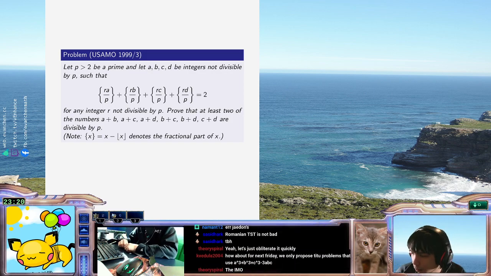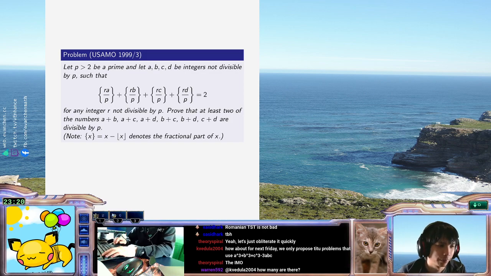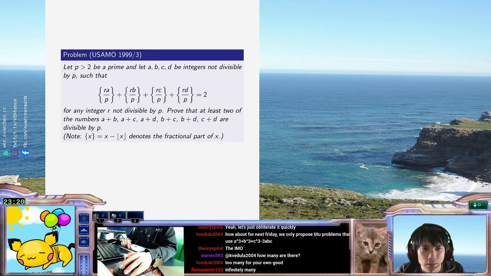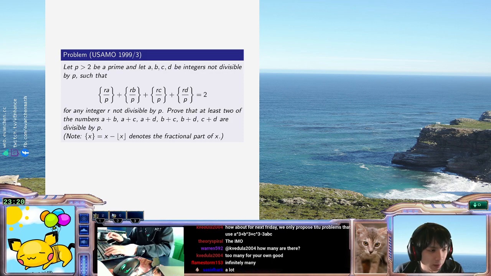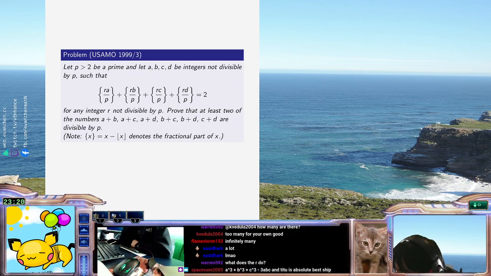Okay, so actually, I'm curious. What was the format of USAMO in 1999? Oh, it was actually 2 rounds by then. Okay. So this is actually supposed to not be an easy problem. I bet you can still run it over.